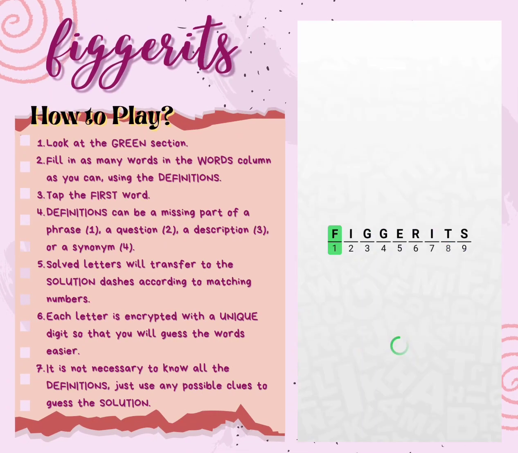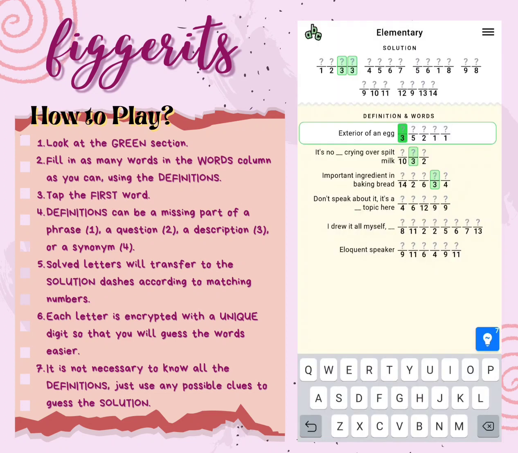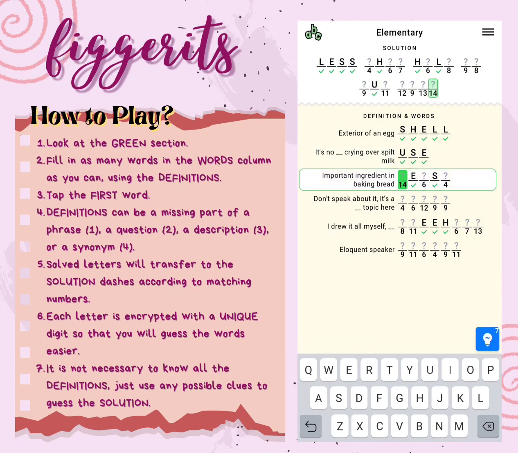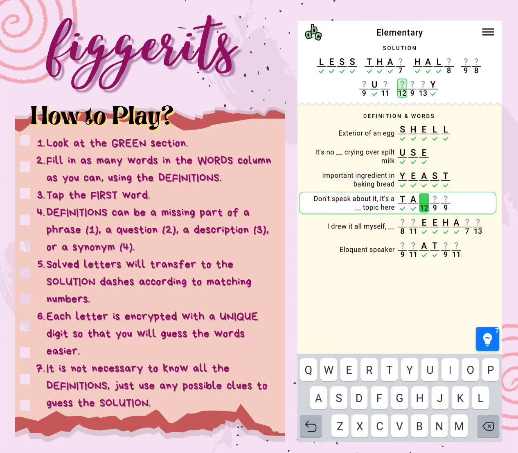How to play Figurites. First, look at the green section. Second, fill in as many words in the word column as you can using the definitions. Third, tap the first word. Fourth, definitions can be a missing part of a phrase, a question, a description, or a synonym.